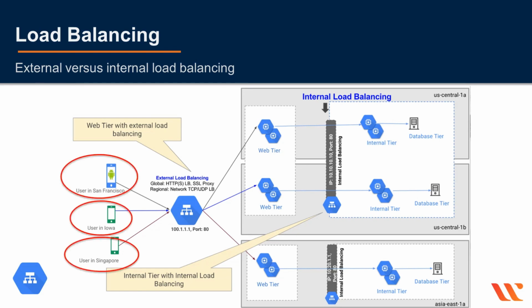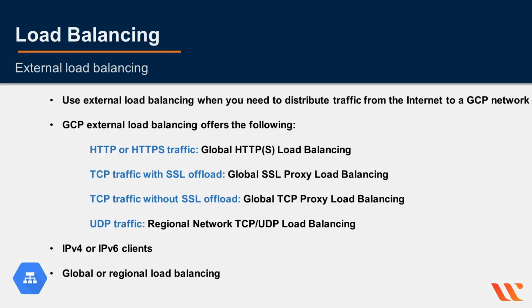In the illustration, traffic from users in San Francisco, Iowa, and Singapore is directed to an external load balancer. This distributes traffic to different regions in the GCP network. An internal load balancer then distributes traffic between the US Central 1A and US Central 1B zones. You can use external load balancers when you need to distribute traffic from the internet to the GCP network.